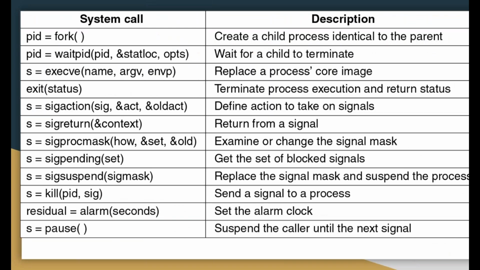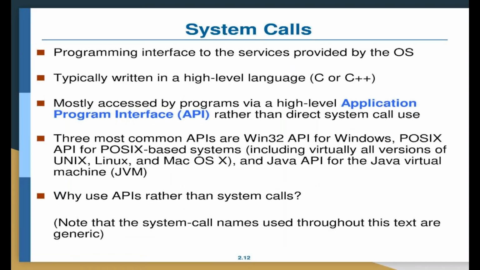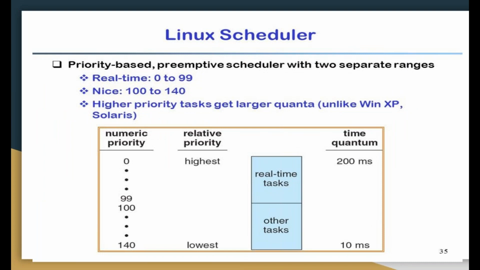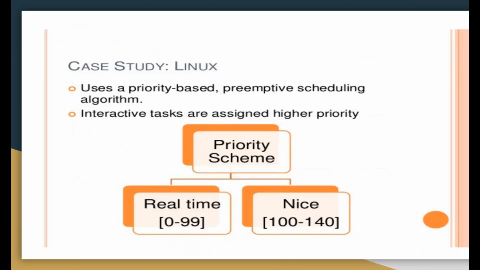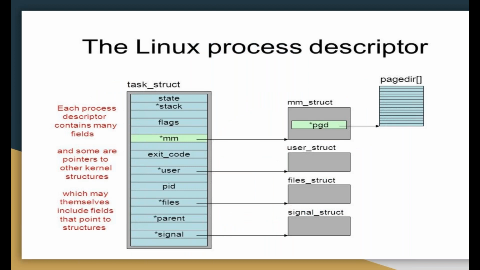These are your system calls. On a few system calls you will only receive short notes or handouts. Similarly, on Linux schedulers, you will get short notes on Linux scheduling. Similarly, you will get a diagram question to discuss the various process states. Then you will get a short note to discuss the process descriptors. What do you mean by Linux process descriptors? You can draw this block diagram.